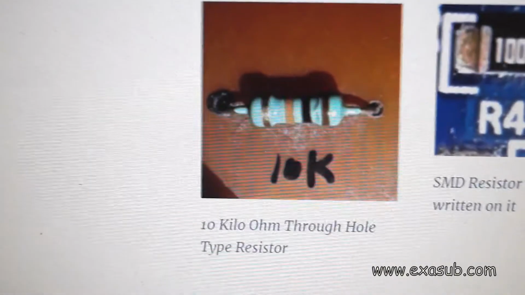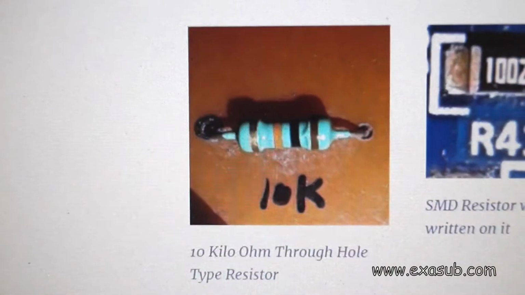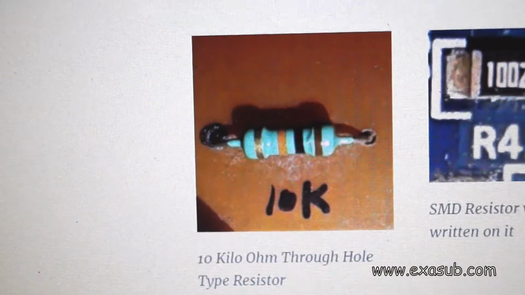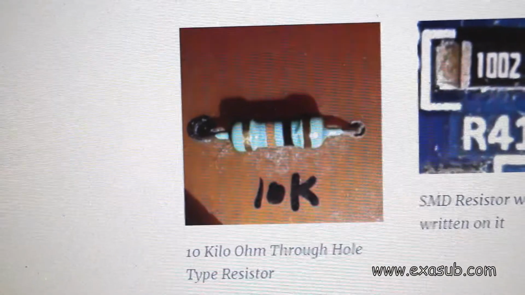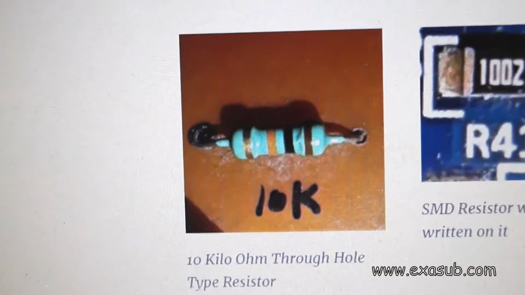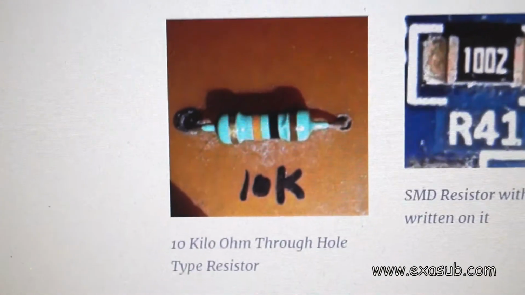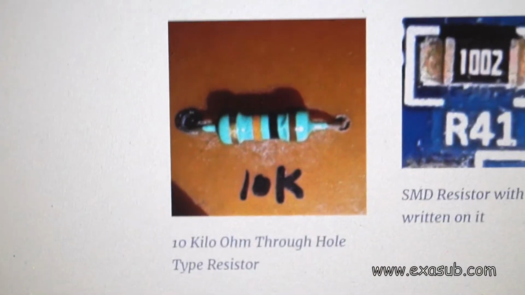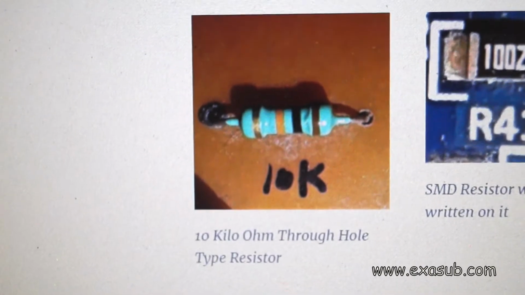Here you can see it is a 10 kilo ohm through hole type resistor, and since we cannot print on this resistor, it is very small, we have used color coded bands to display its resistance value, which is 10 kilo ohm.